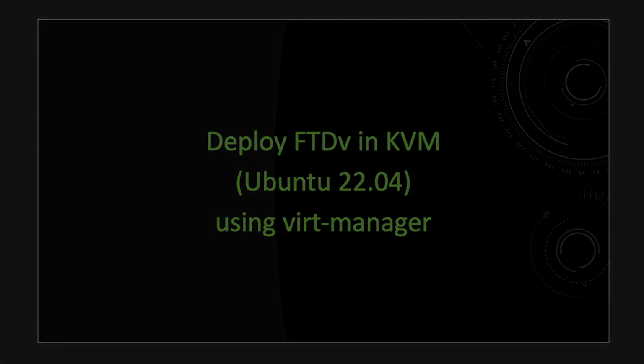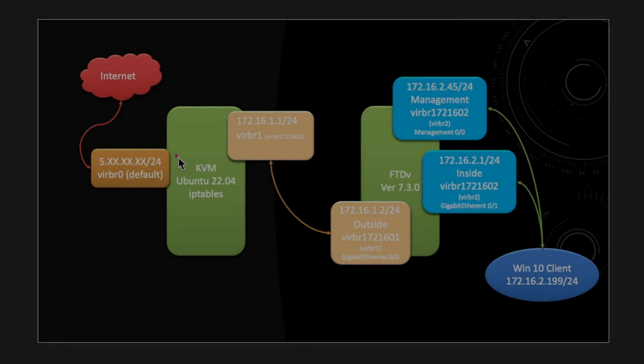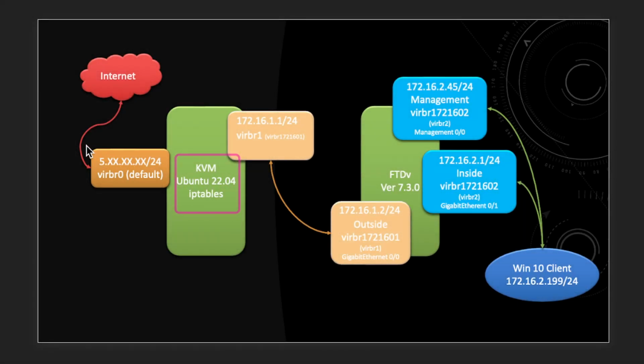Okay, so let's take a look at how the setup will look. We already have the KVM installed in Ubuntu. We have a public connection through virtual bridge 0. We also have a couple of other bridges already set up. Virtual bridge 1, running 172.16.1.1, is the IP address I'm using for the outside interface of the FTDv, which does network address translation for going out into the internet.